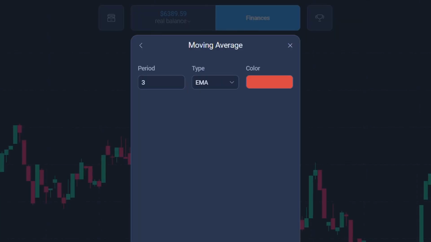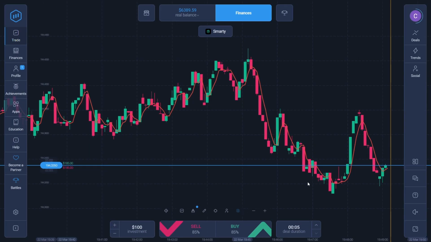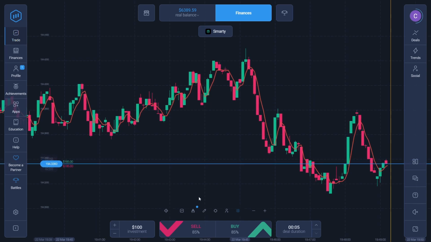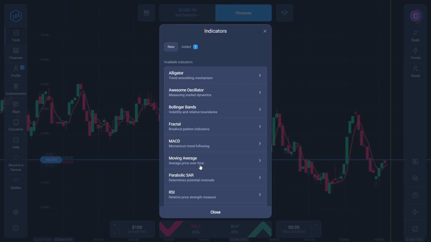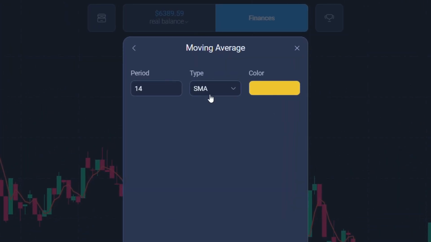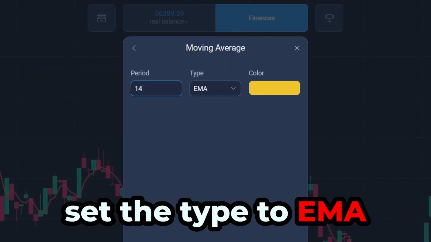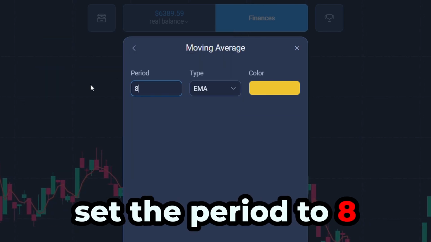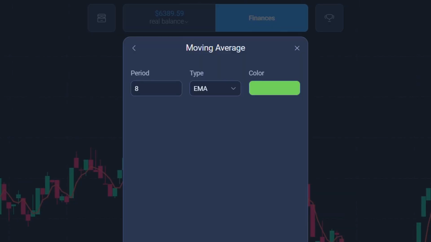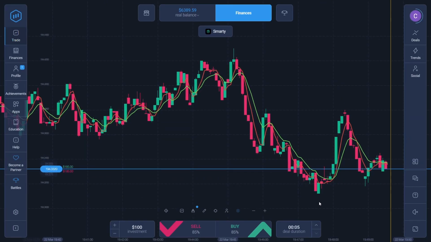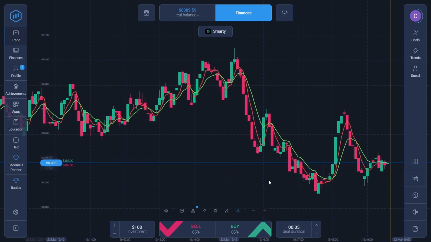This short-term moving average will quickly react to price changes in the market and capture recent trends. To add the second indicator, again, go to the Indicators tab and select the Moving Average indicator. Select the type as EMA and set the period to 8. This medium-term indicator will react a bit slower to the market price, giving a smoother and broader trend.